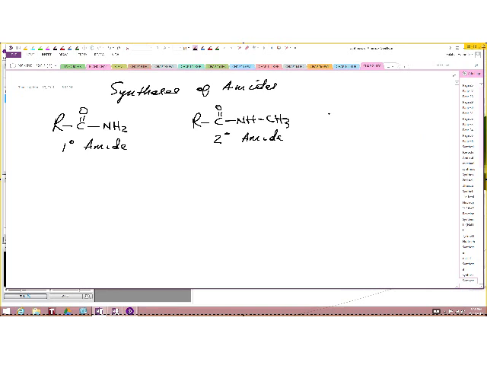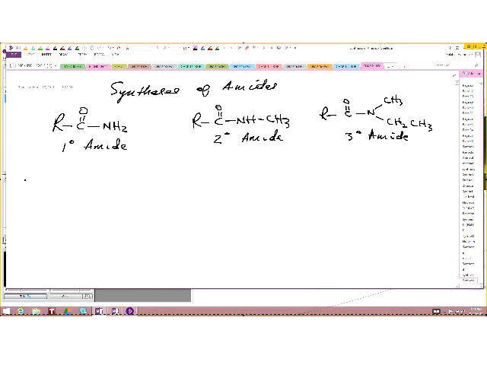And finally, we could also have a tertiary amide, in which case the nitrogen could be attached to any alkyl group. No hydrogen is attached to the nitrogen. Here, the nitrogen is attached to 3 carbon atoms. Now, how do we make this?